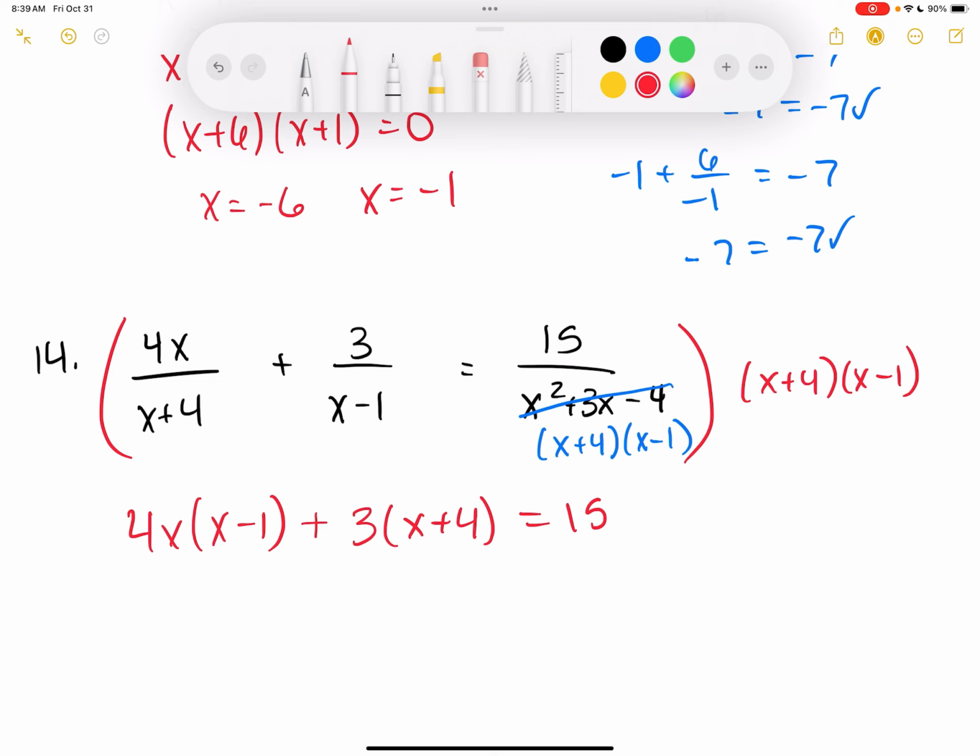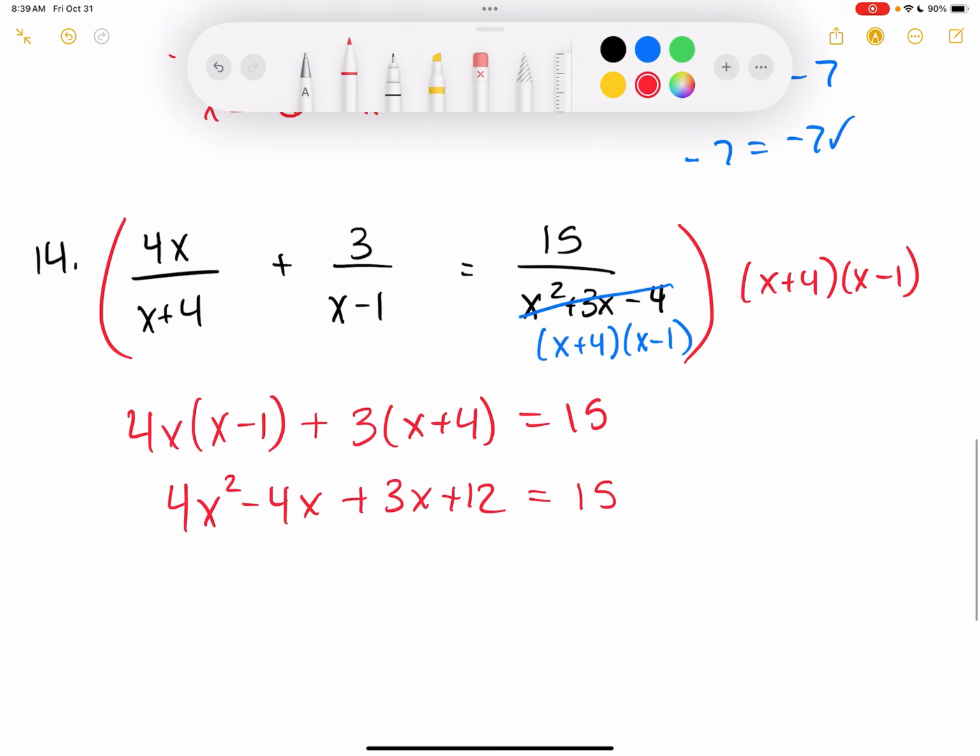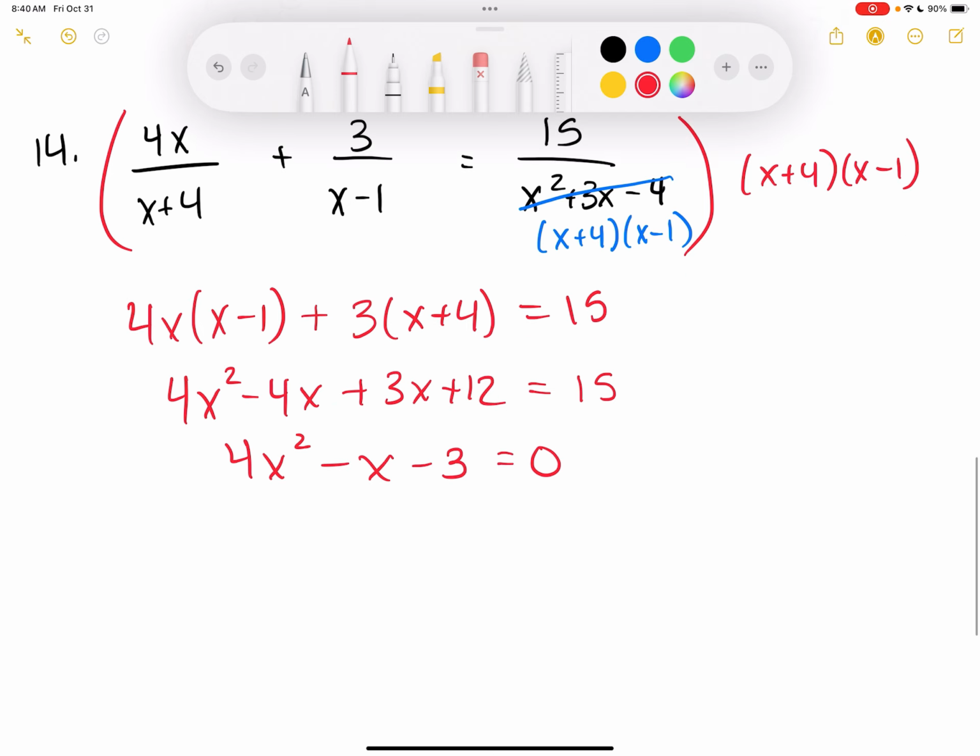So then distributing over here, 4x squared minus 4x plus 3x plus 12 equals 15. Combine like terms and move this 15 over. 4x squared minus x minus 3 equals 0. And then can I factor this? Do I have factors of negative 12 that give me negative 1?